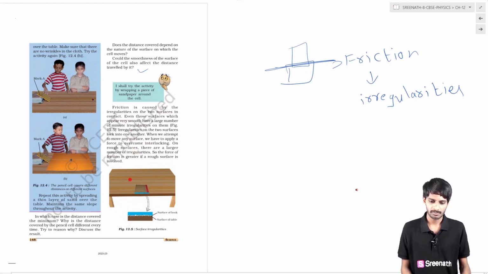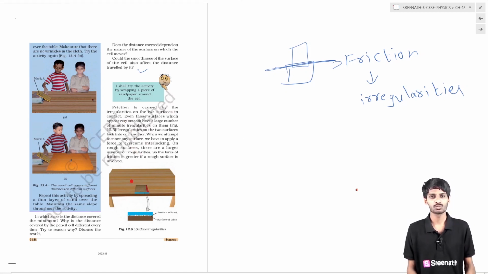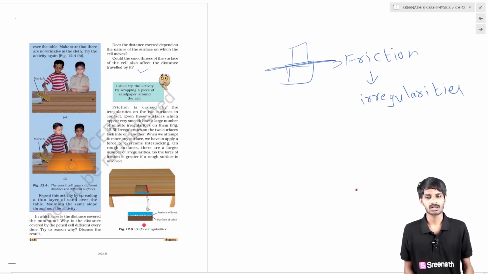Basically, when you see a very smooth and polished table, does this surface also have any irregularities? Yes, that surface also has some irregularities. Even though it looks very smooth, microscopically, if you see the microscopic view, this is the surface of the book and this is the surface of the table. In the microscopic view there are so many irregularities on the surfaces in contact.